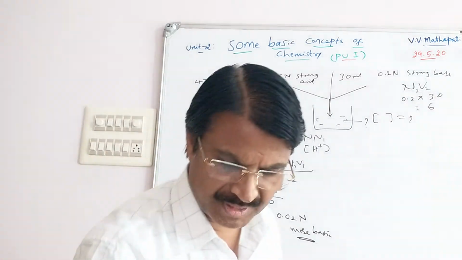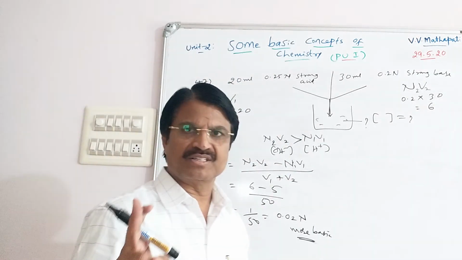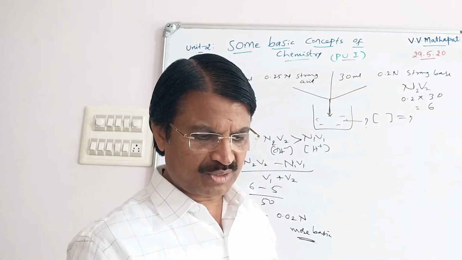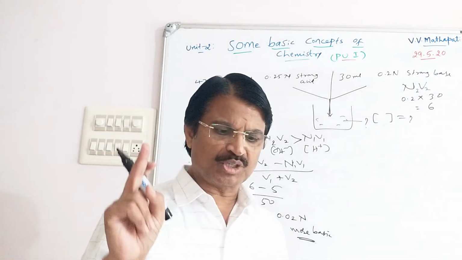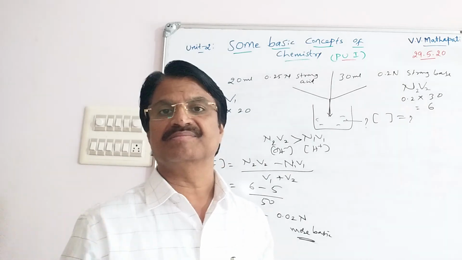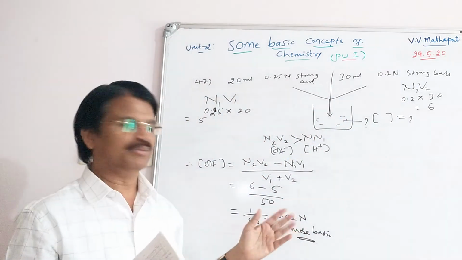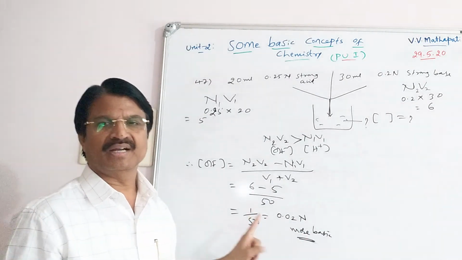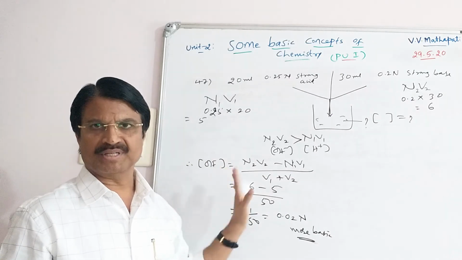So the answers they give here: for question number 46 the answer is option 1, 400 cc, and for 47 the answer is the second option, 0.02 N basic. But even in the fourth option they give 0.02 N acidic. But this is important. If you don't calculate which is stronger, then we cannot say acidic or basic. And we proved here it is a basic solution, not acidic.